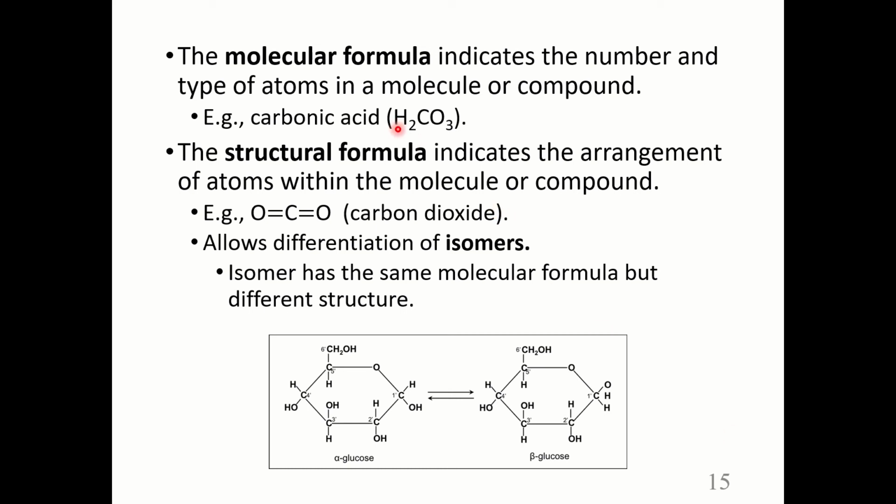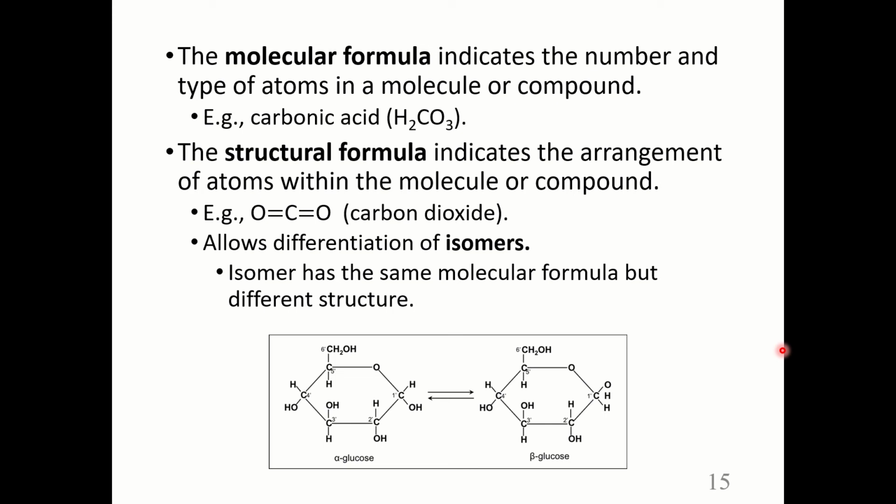The H indicates that there's hydrogen, the C indicates that there's carbon, and the O indicates that there's oxygen. The number to the right of the hydrogen indicates how many hydrogens are within this compound. There are two. There's no number to the right of carbon, therefore there's only one carbon within this compound. Oxygen has a number 3 to the right of it, and therefore there are 3 atoms of oxygen. So the molecular formula tells us a lot. It indicates the number of atoms and the type of atoms in a molecule or a compound.